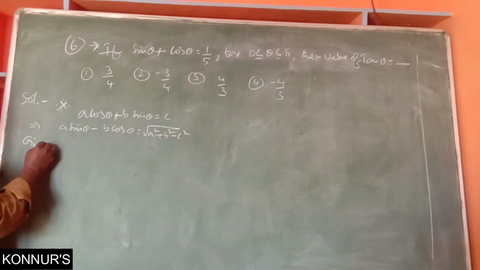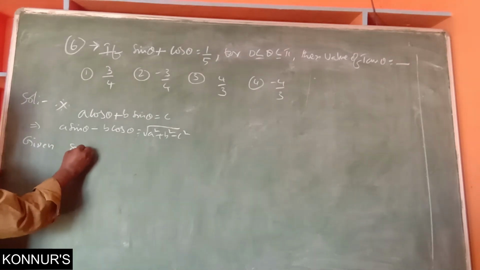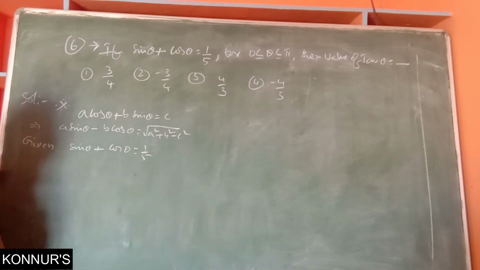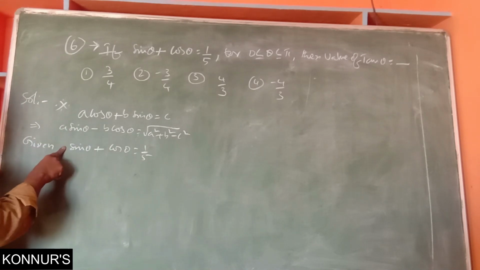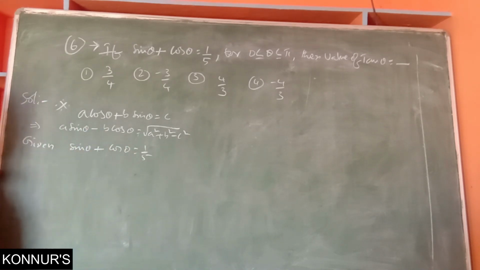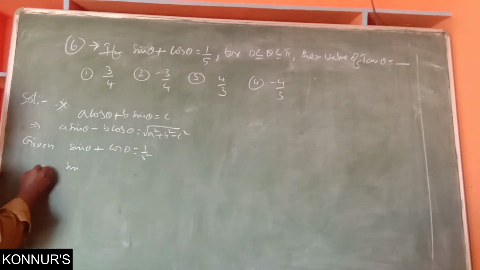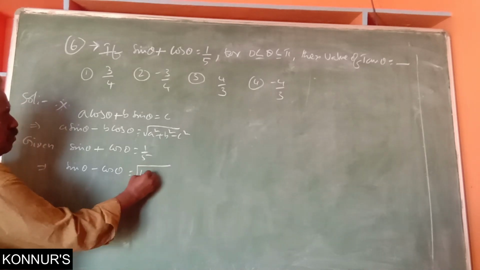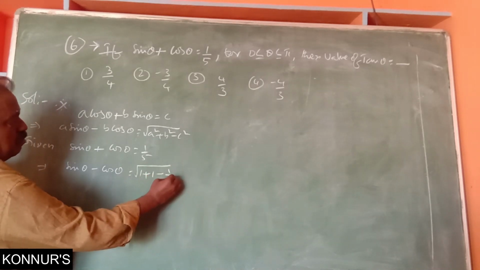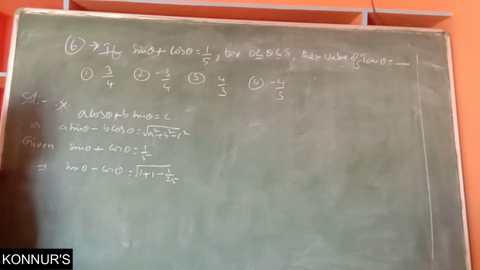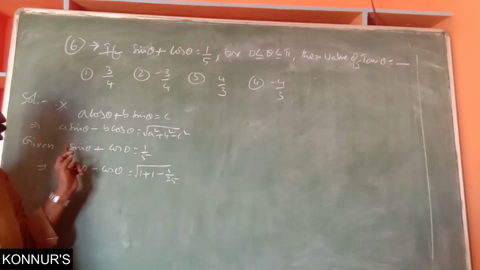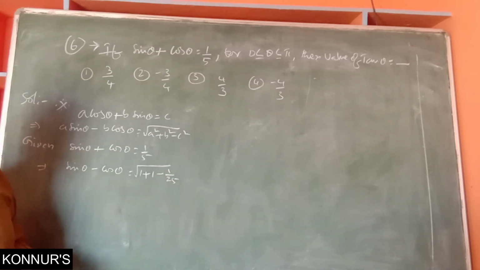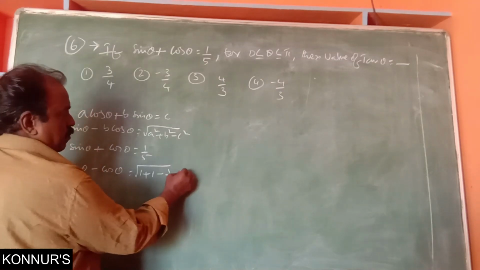Similarly, the given condition is sin theta plus cos theta is equal to 1 by 5. A is 1, B is 1, C is 1 by 5. Then by using this formula, sin theta minus cos theta is equal to root of 1 square plus 1 square minus 1 by 5 square. A square, 1 square, 1. B square, 1 square, 1. C square, minus 1 by 5 square, 1 by 25.